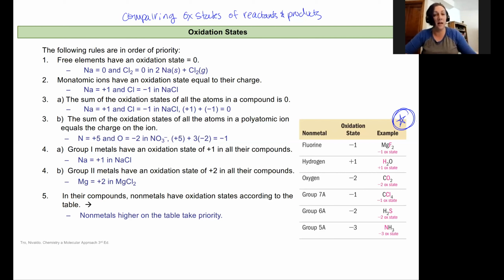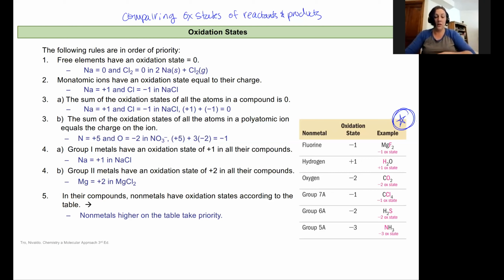If it's a polyatomic ion, then the oxidation states of all of the elements need to add up to the overall charge of that ion. And then we've got our group 1 metals will always be +1, then group 2 will be +2. If those are in conflict, we always give priority to the group 1 metal being +1.